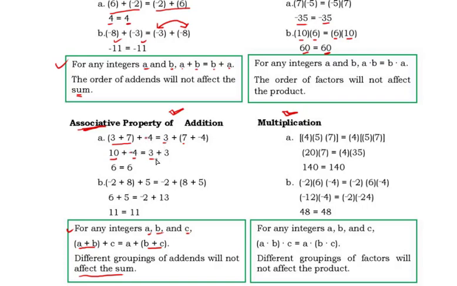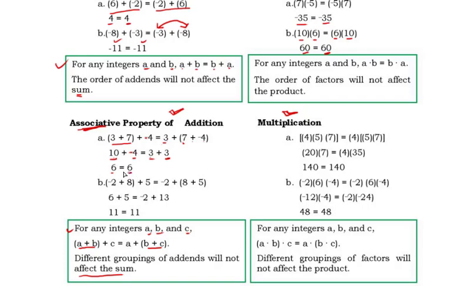Tapos, 3, bring down 3 po dito. Tapos, 7 plus negative 4 is 3. And then, ito na po yung partial sum natin. So, 7 plus negative 4 is 6. And then, 3 plus 3 is 6.